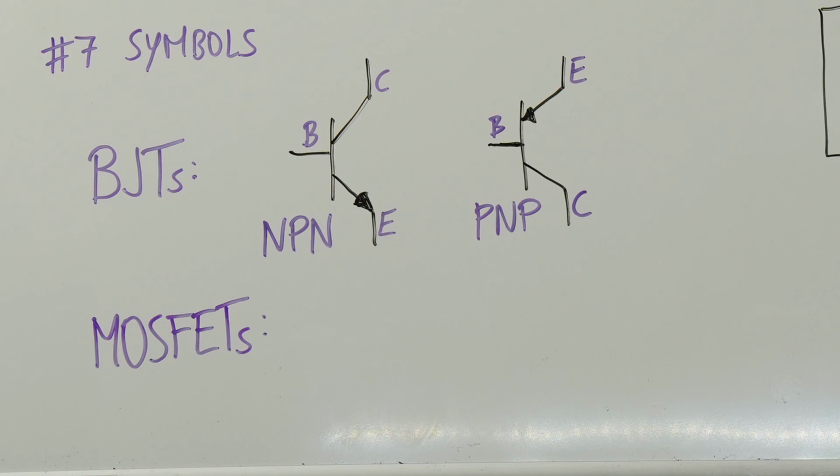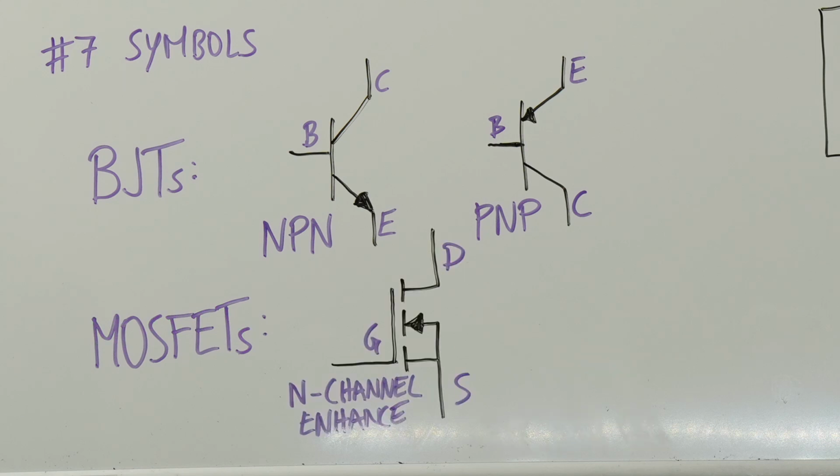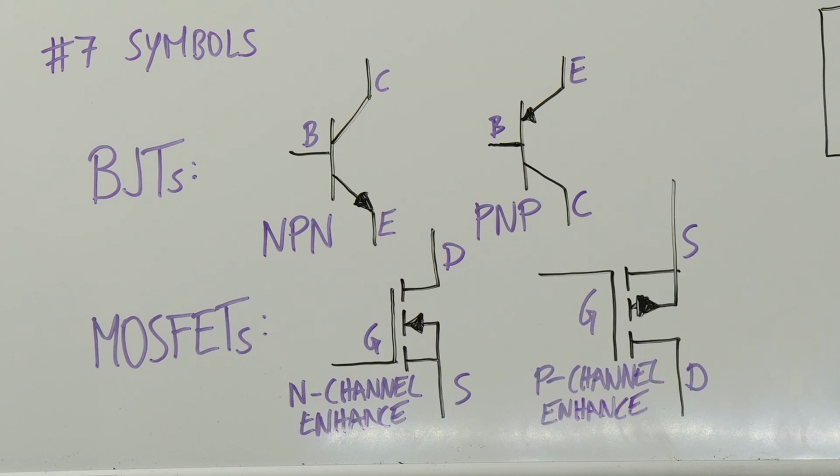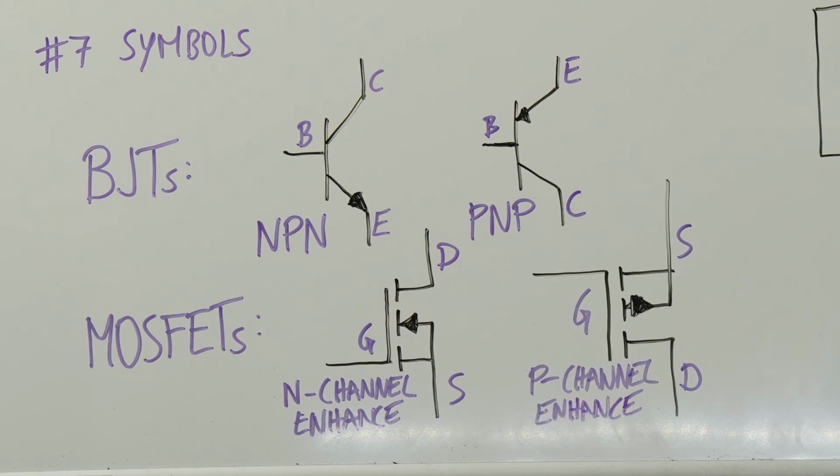Next up, let's take a look at the MOSFET symbols. In the N-channel MOSFET symbol, the arrow points from source inward to the gate. For the P-channel MOSFET, the arrow points from the gate to the source.